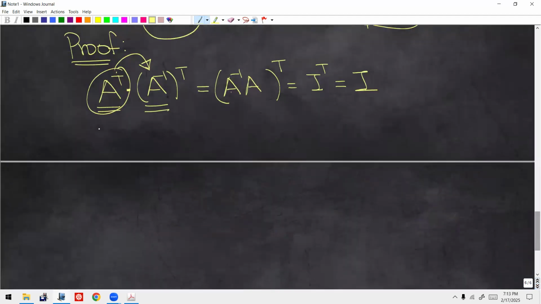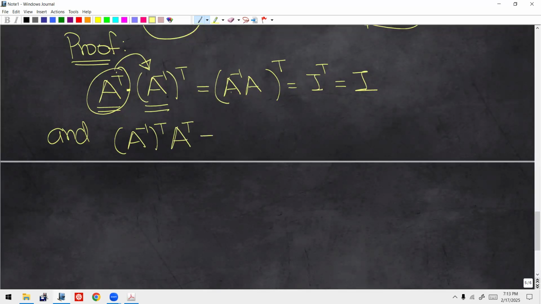You need to do both. So let's start with that. And now I'll flip it around. A inverse transpose A transpose. I want to show that that is also I. We can use the same property of transpose and write it as one transpose. We get this. The inside is an identity. So we get I. So in both cases, we got I.